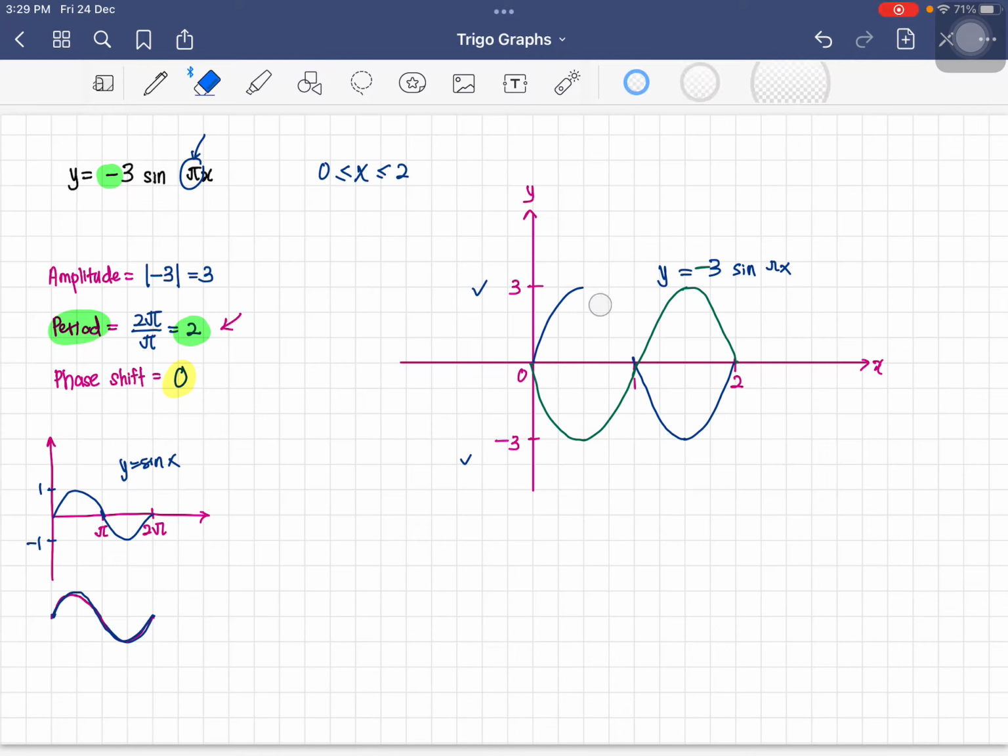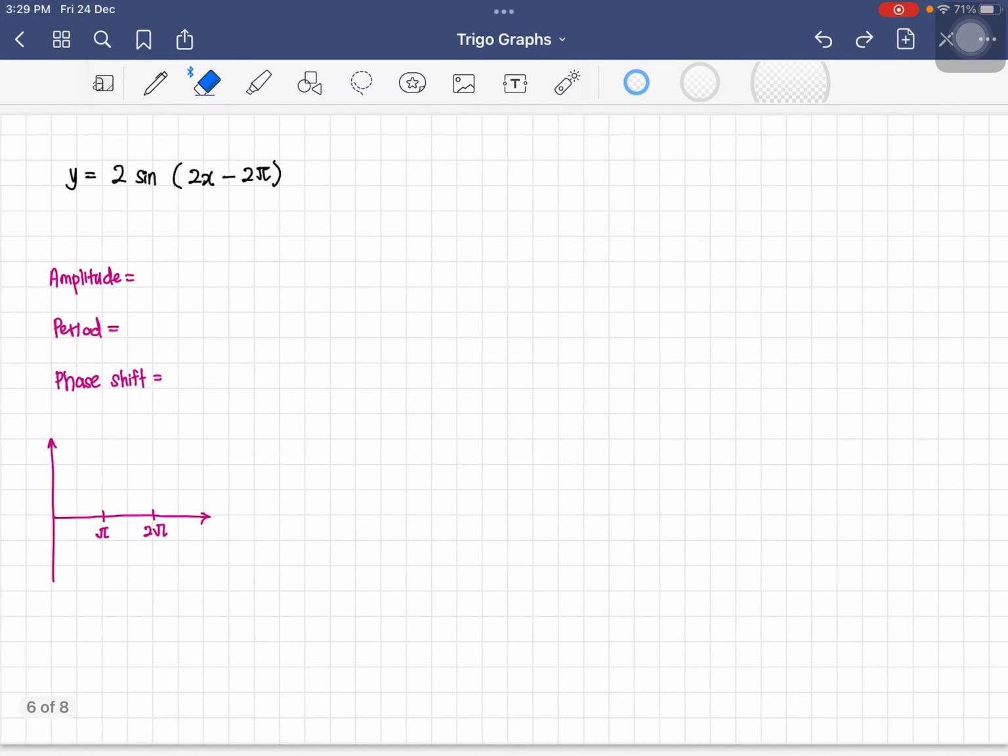So I'm gonna delete this one. So I've got this one. All right, so be careful when sketching this one. So remember, what does this negative mean, right? It means a lot there. All right, it means you have to reflect about x-axis. All right, let's now see this one. All right, it is a positive graph.